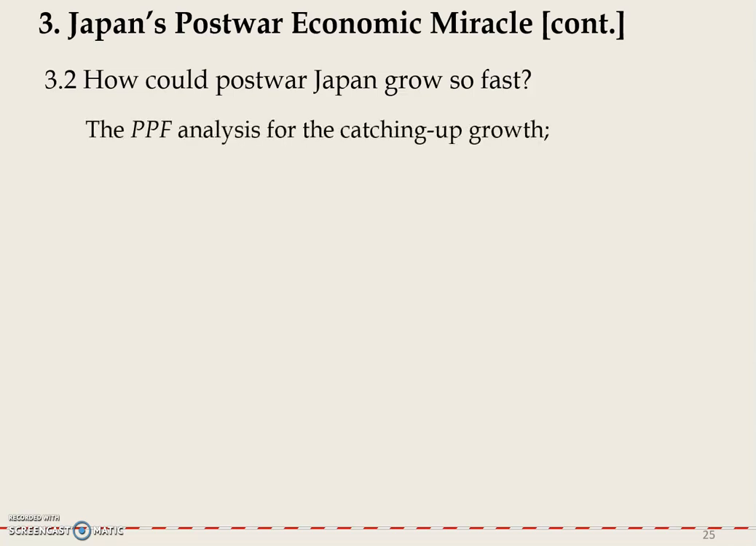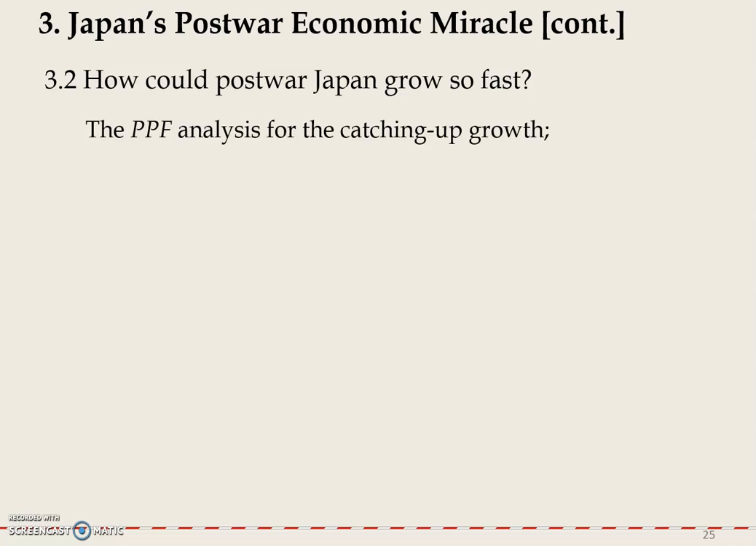Okay. So, of course, at this moment, you would probably recall what we did back in chapter 1. We could use the PPF analysis, the production possibility frontier model, to explain Japan's catching-up growth. Right after World War II, a lot of machinery, equipment, and even labor force were destroyed during the war. So Japan stayed far below its potential.